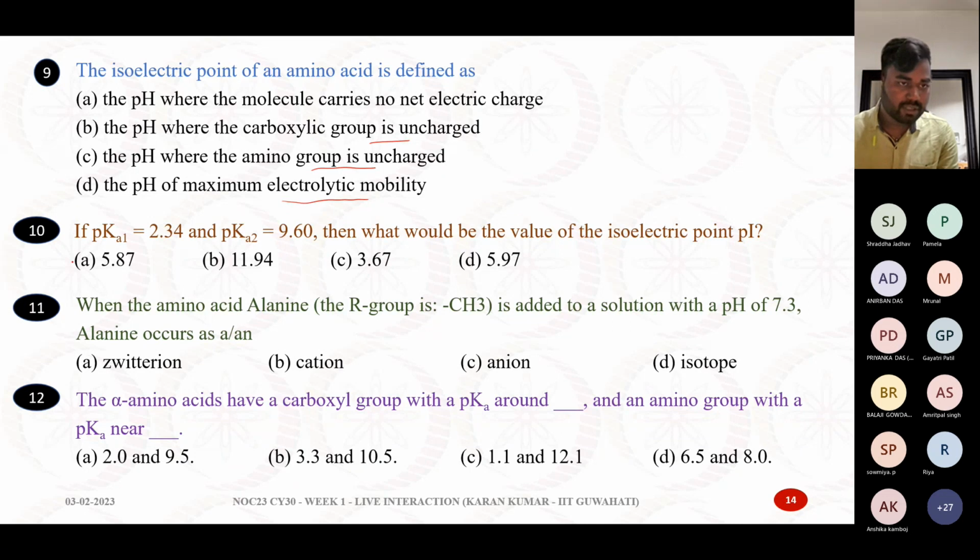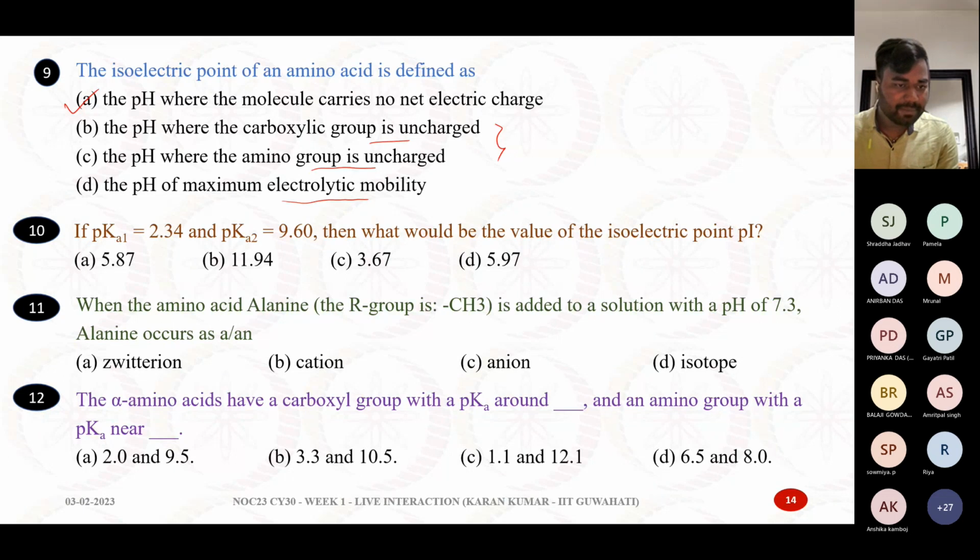Option A, very good. That is what I have already discussed, that isoelectric point is the pH where the molecule carries no net charge. So if charge is not there, then in the electric field they cannot move. So option D is incorrect. Then because they have no net charge, obviously the two other options are also incorrect.